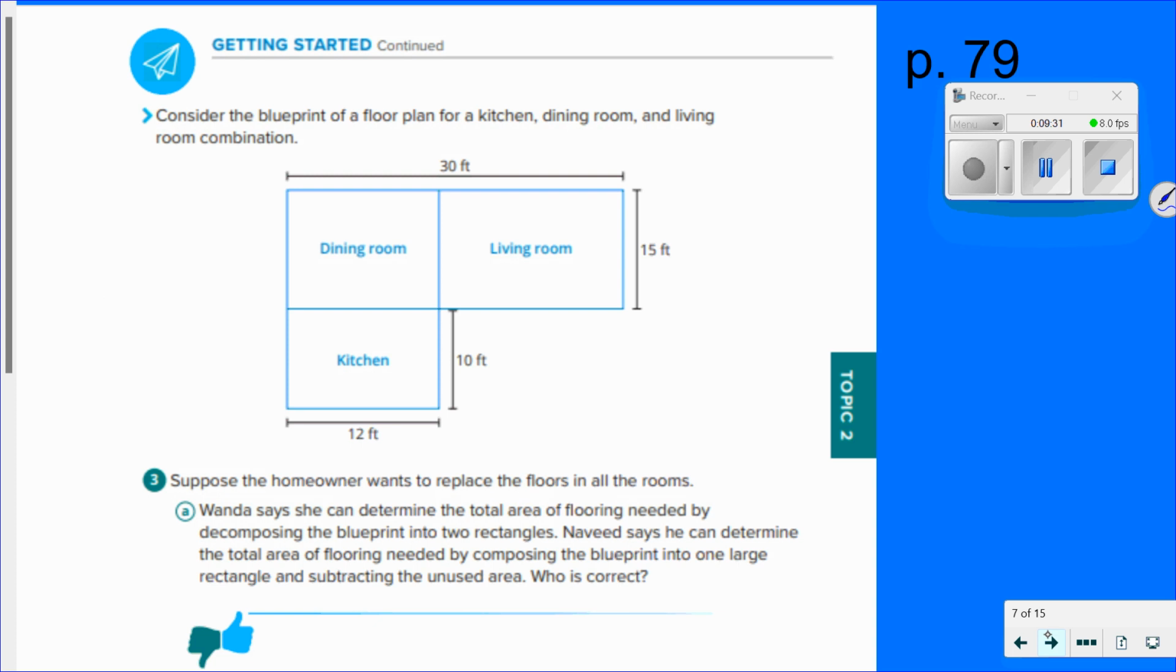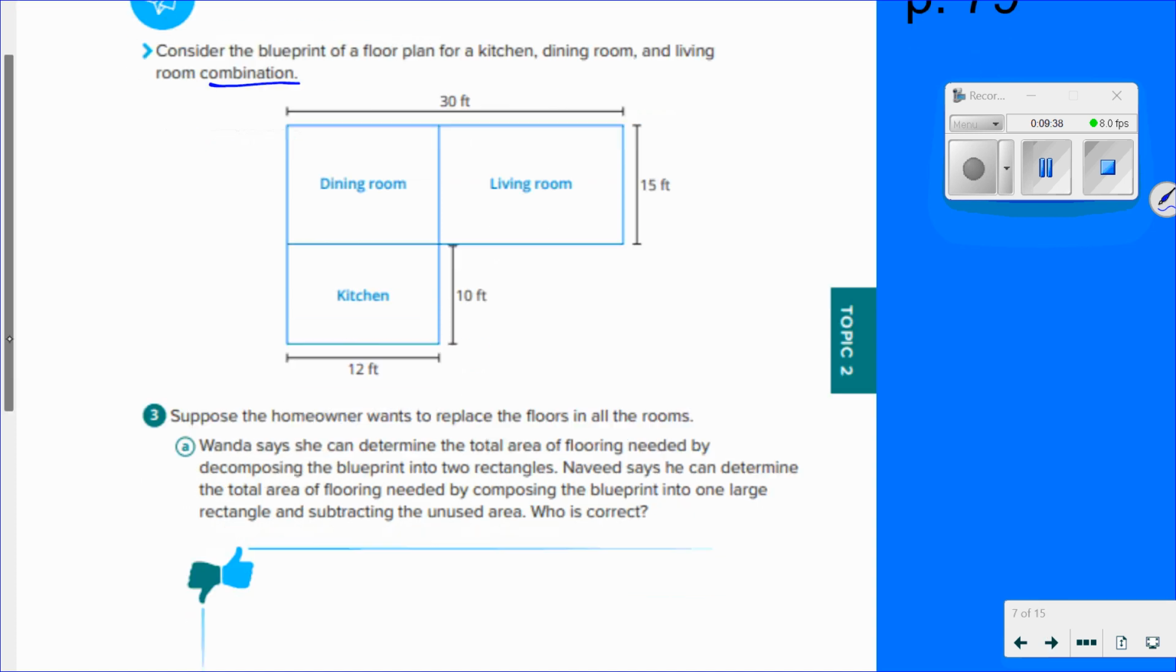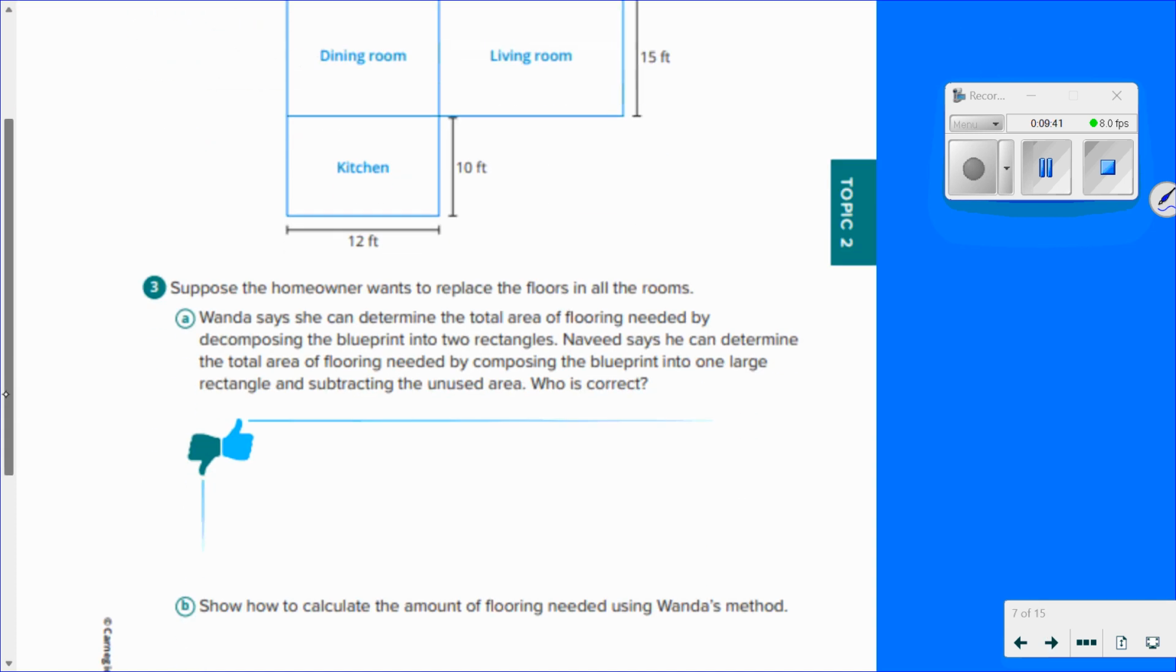Okay, on this one, consider the blueprint for our floor plan of a kitchen, dining room, and living room combination. Suppose the homeowner wants to replace the floors in all the rooms. Wanda says she can determine the total area of the flooring needed by decomposing the blueprint into 2 rectangles. Naveed says he can determine the total area of the flooring needed by composing the blueprint into one large rectangle and subtracting the unused area. Who is correct? So there's our question.